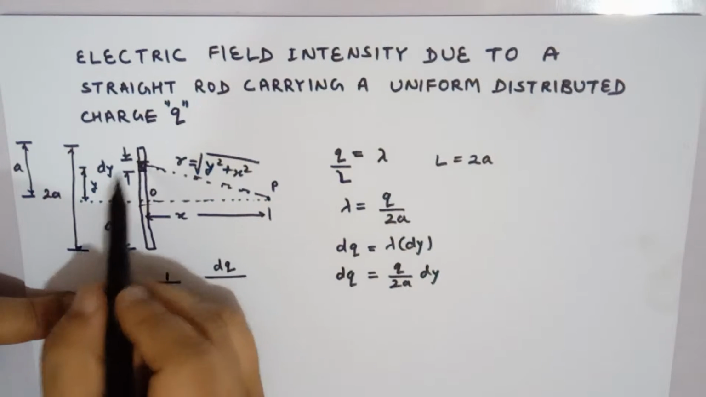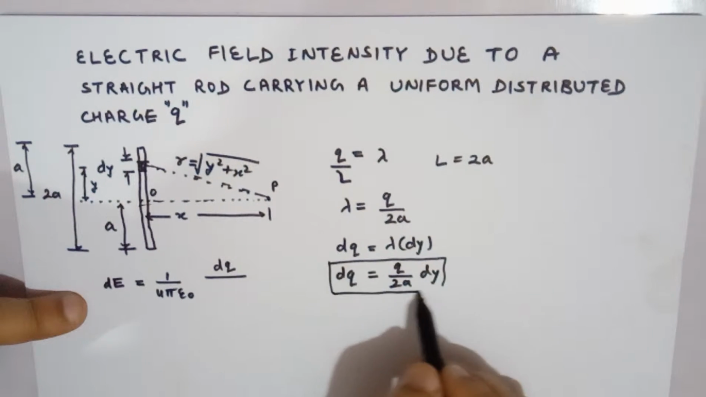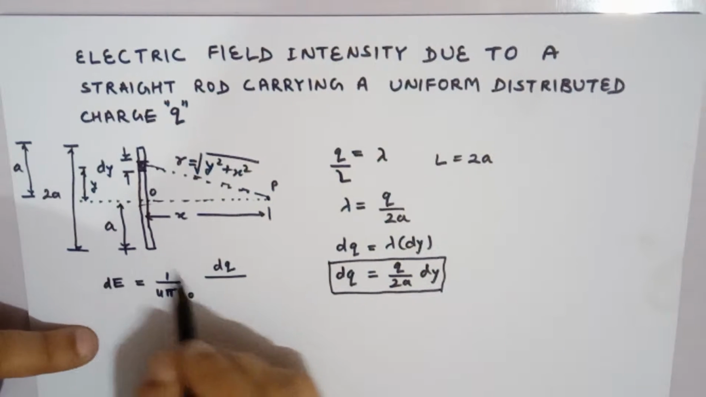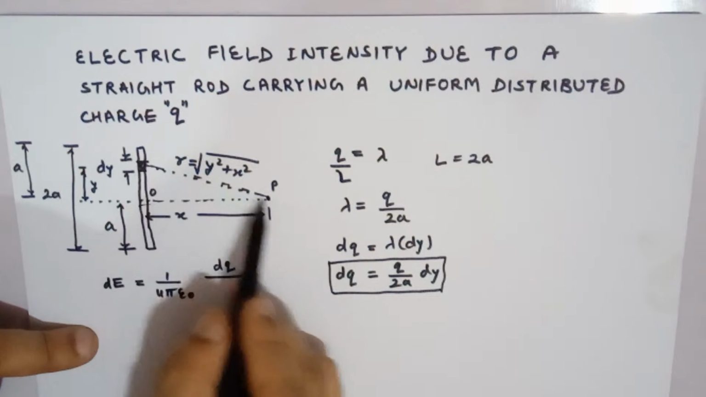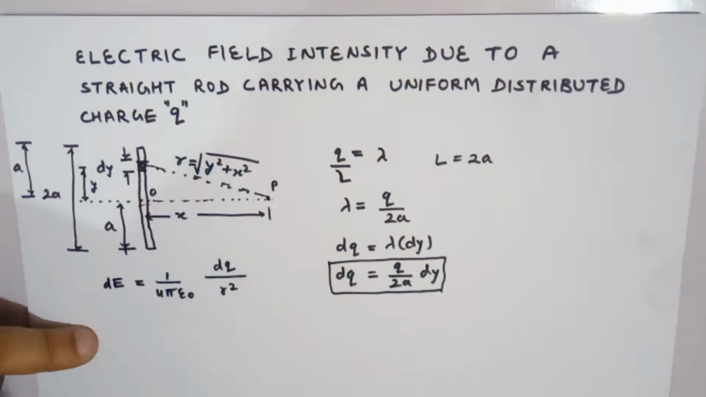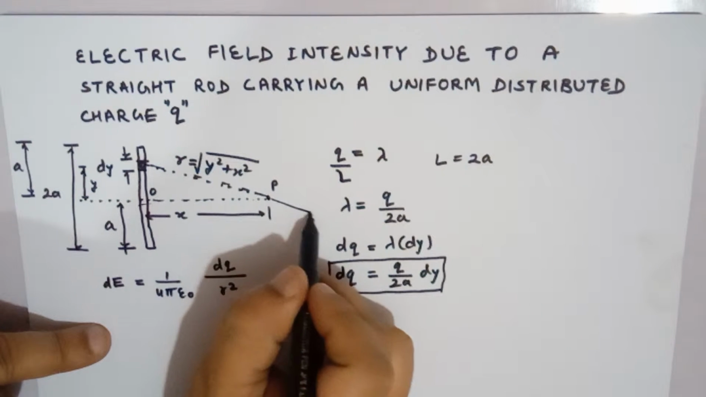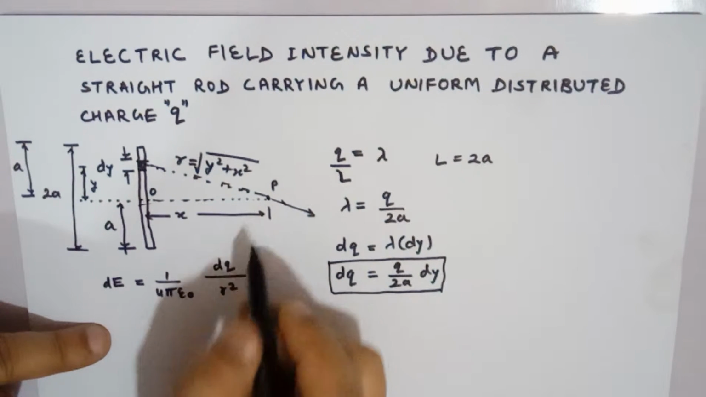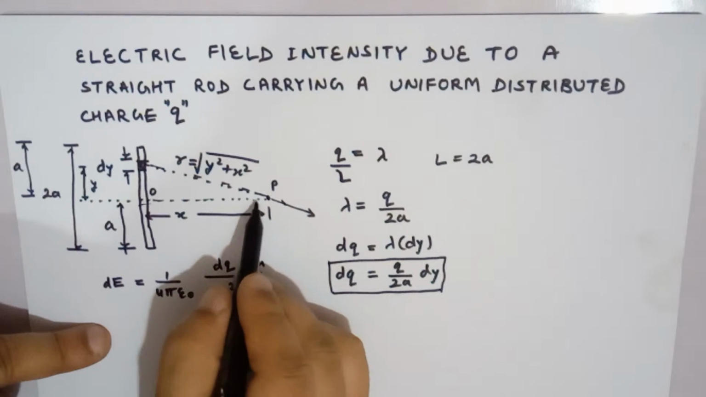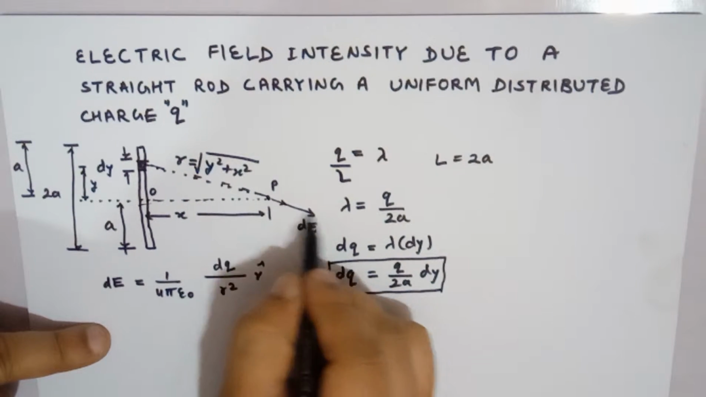dq is the charge of that segment dy, which we have already calculated, divided by the square of the distance between the point P and this segment, which is this, okay? And it would point in a particular direction, which is r cap. R cap is the direction in which this electric field intensity dE is directed, right?